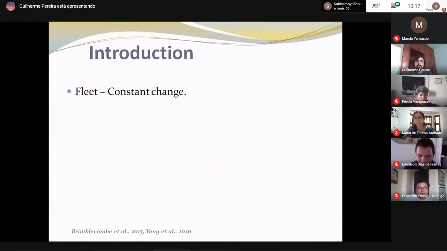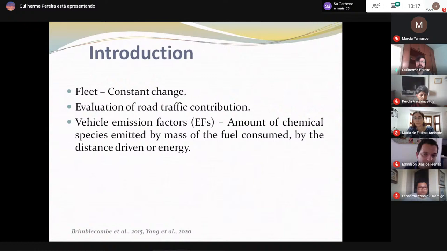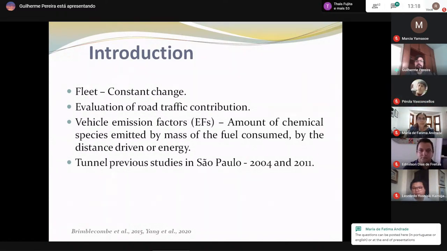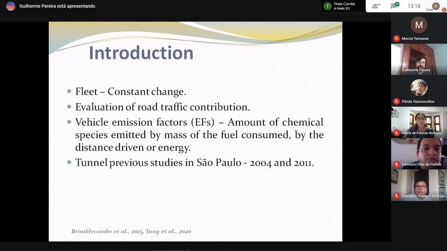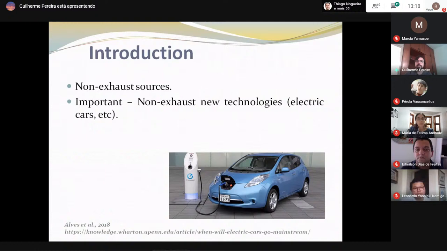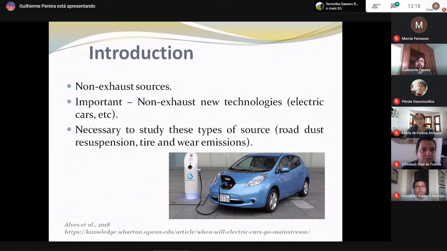The vehicle fleet is in constant change, so it's important to evaluate the road traffic contribution. For that, we have vehicle emission factors, which is the amount of chemical species emitted by mass of fuel consumed, by distance driven, or by energy. Previously, studies have been performed in São Paulo in the years 2004 and 2011. And another important issue is the non-exhaust sources, since they become important as exhaust technologies are improving. They include important sources that are independent of fuel combustion. They are related to road dust suspension, tire and brake wear emissions. So even in electric cars, they will be present.